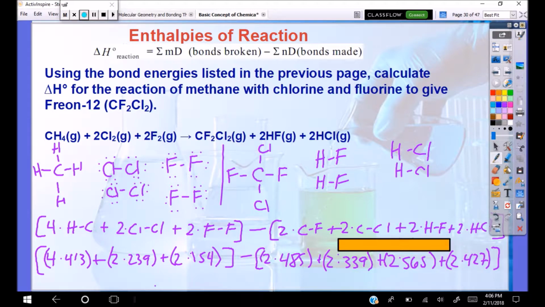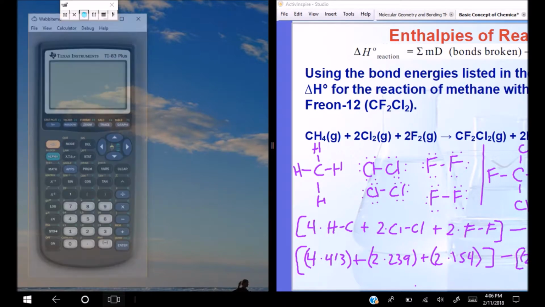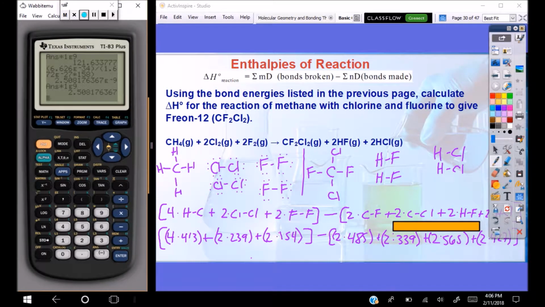Okay, I'm going to need a calculator for it. So let me pull up my calculator. Let's bring that up here. Nice. So on one side I've got 4 times 413 plus 2 times 239 plus 2 times 154. And then I'm going to close parentheses again, and then 2 times 485 plus 2 times 339 plus 339, typo there.